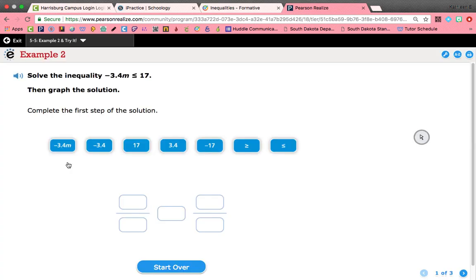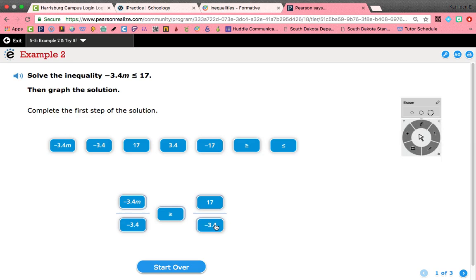Solve the inequality. Negative 3.4m is less than or equal to 17, and then graph the solution. Complete the first step. Well, the first step of the solution, I see 2 fractions there, and we're dividing. So we have negative 3.4m, and we're going to divide that by negative 3.4. We're dividing by a negative, so that's going to make our symbol flip around. And then we have 17, and we're dividing that by negative 3.4. So the thing that we need to remember, I can't type it in here. I'm going to write it in.